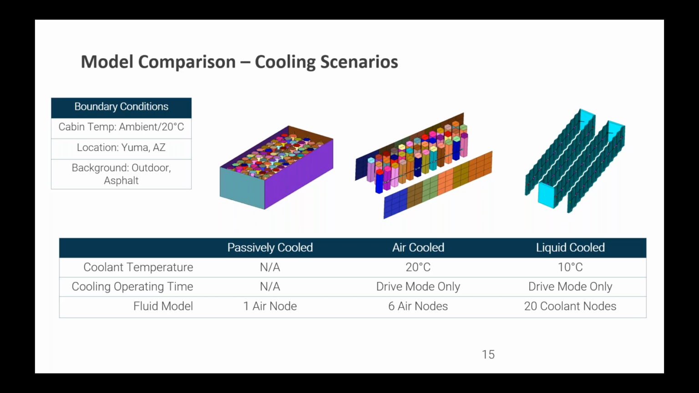And then the liquid cooled case has a ribbon cooler, similar to the Tesla design, where we've got this extruded flat ribbon that runs in a serpentine pattern through the pack. And that has fluid streams in it. So we've generated a number of fluid streams that run through the length of this serpentine channel. And then the coolant at the inlet is 10 degrees Celsius. It's also operating in drive mode only. And we can also see how that coolant heats up and how flow rates affect the temperature and so forth.